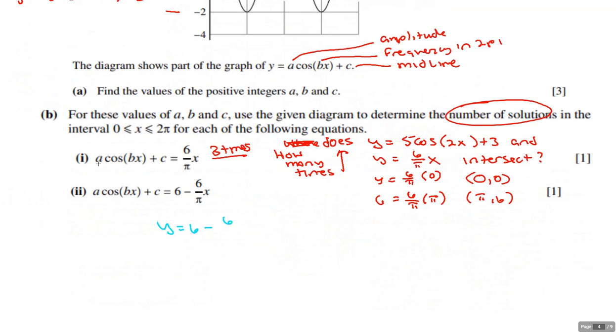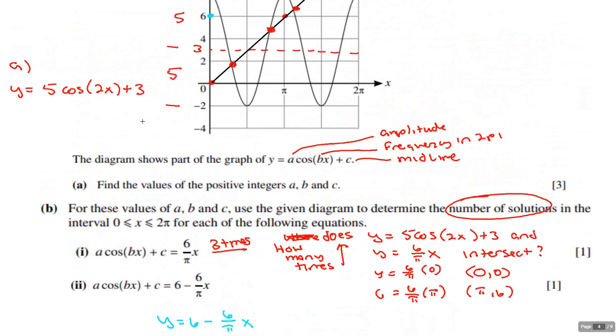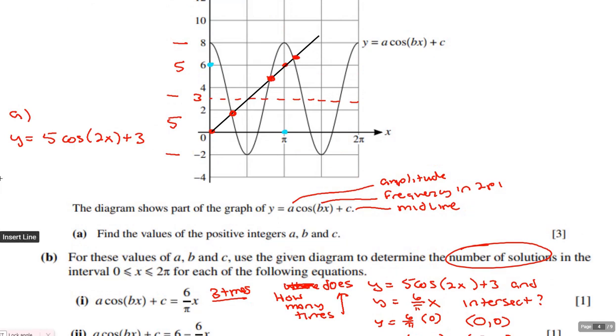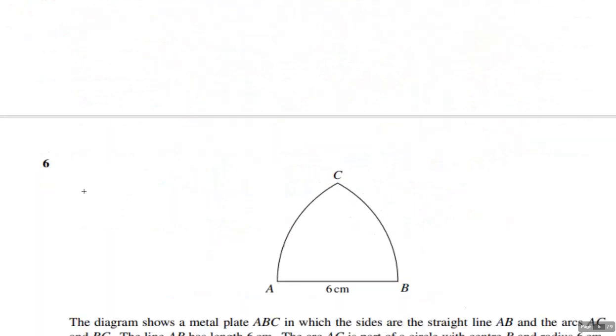Now the second one, you'll notice that this has got a y-intercept of 6. So I know that one of my points is going to be 0, 6. That's up here. Now again, if I do the same thing and put pi in for x, it's going to be -6 plus 6, or 0. So when x equals pi, y equals 0, so that's this point right here. And when I connect those, the line intersects with the cosine graph only twice. And so that's the answer to that. There are 2 solutions. It intersects 2 times.